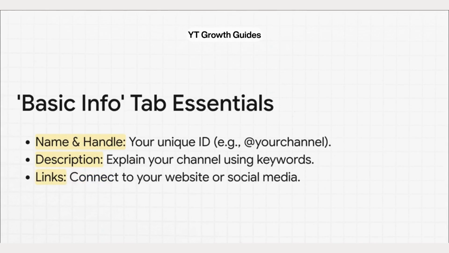Now, pop over to the next tab, Basic Info. Listen up, because this part is super important. Your channel description. Don't just rush this. You want to fill this with keywords that describe your content. This is how you tell the YouTube algorithm what your channel is all about, and it's crucial for getting discovered by the right people.